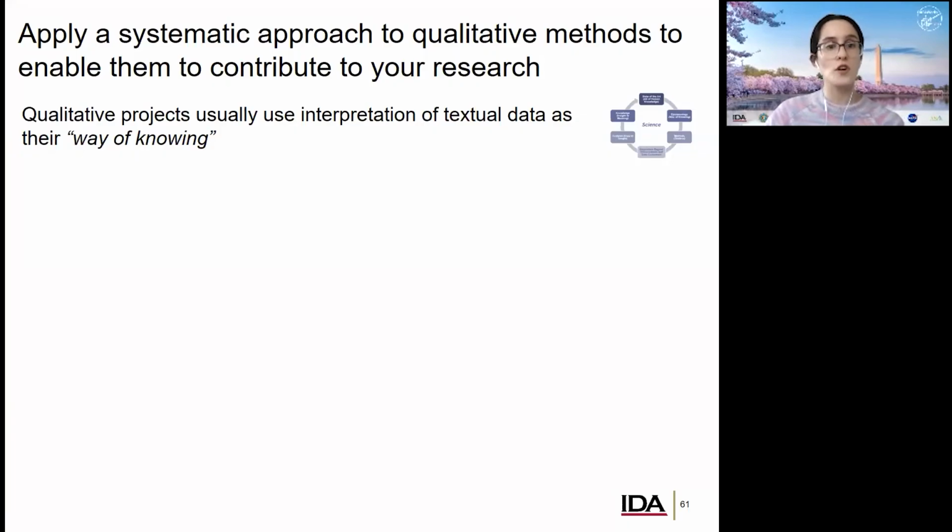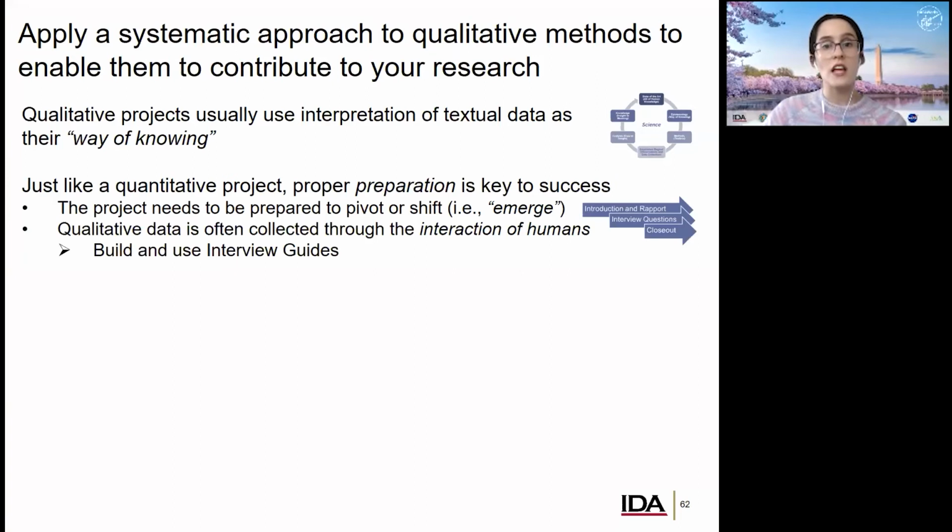Okay, so for qualitative research efforts, we want to apply a systematic approach, and we've walked through that approach here today. Qualitative projects usually use interpretation of text data as their way of knowing about processes. And just like with a quantitative project, proper preparation is key to success. With qualitative methods, you need to be prepared to pivot or shift in the process as appropriate.